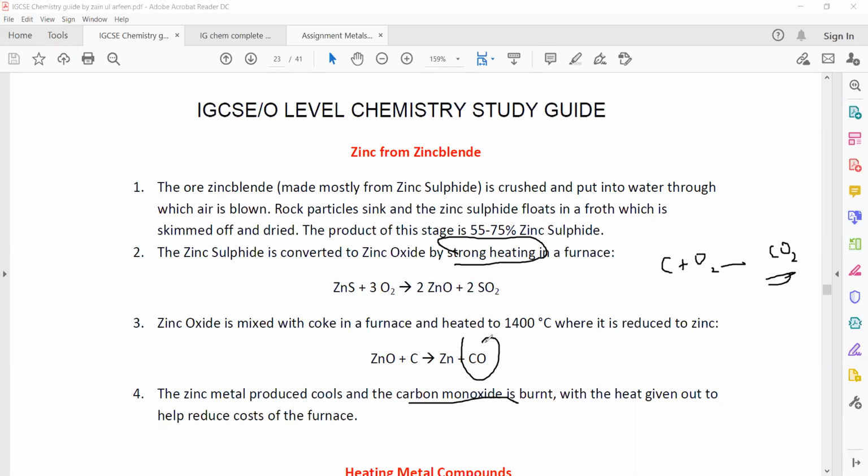Otherwise, we would have to supply energy continuously, burning carbon to produce heat. So this formation of carbon monoxide helps in reducing the running cost of the furnace, or the cost of extraction. Carbon monoxide further reacts with oxygen, which also leads to the formation of carbon dioxide. But initially, the temperature of the furnace is increased by the reaction between coke or carbon and oxygen.